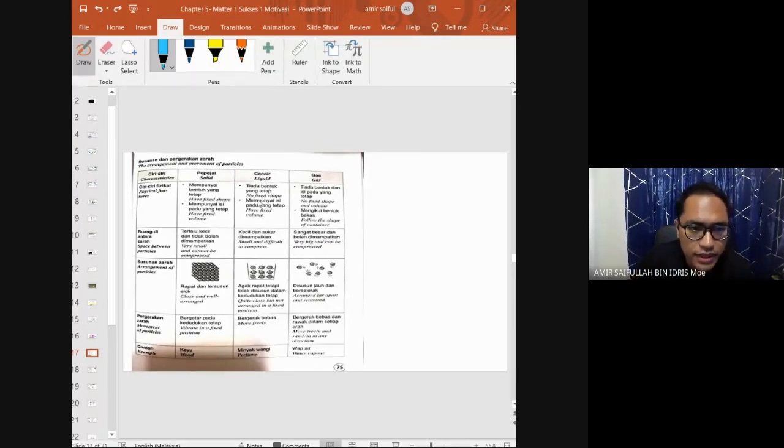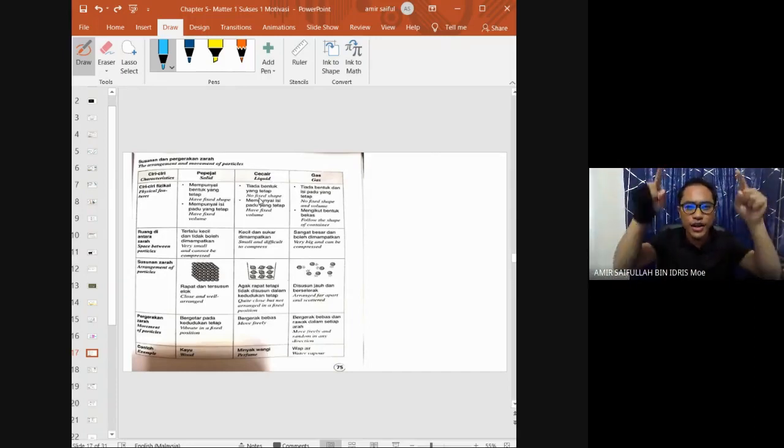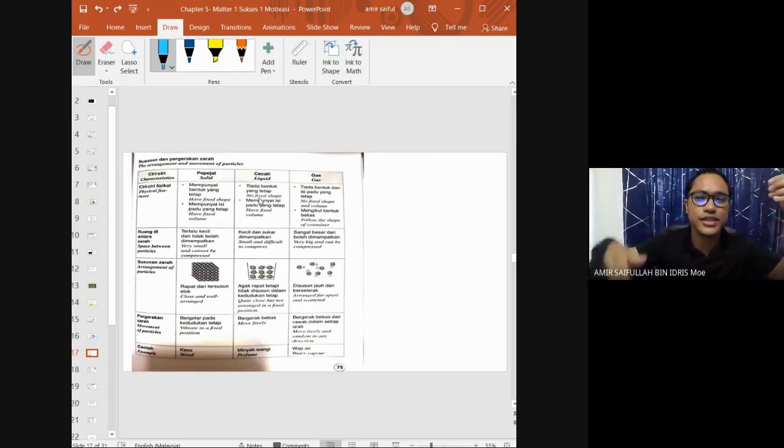Next, for liquid, they have no fixed shape. Whatever shape you give, you pour them in this bottle, they will follow the shape of the bottle. You pour them in an ice cube mould, they will follow the pattern of the ice cube. You put tea or Milo in a plastic bag, tie the edge, and they will follow the shape of the plastic bag. So they do not have any fixed shape. So that is liquid.